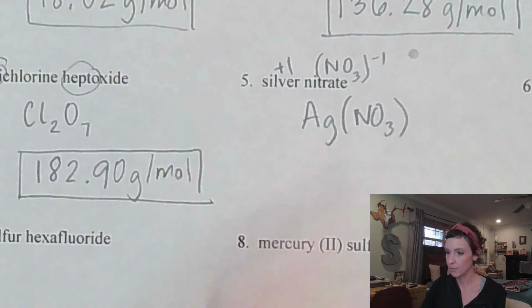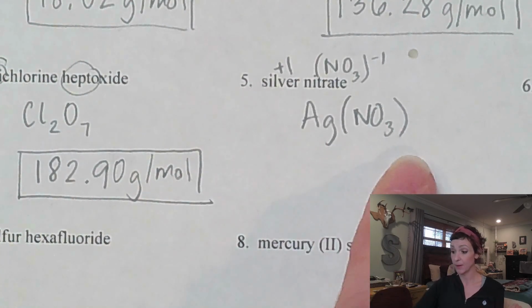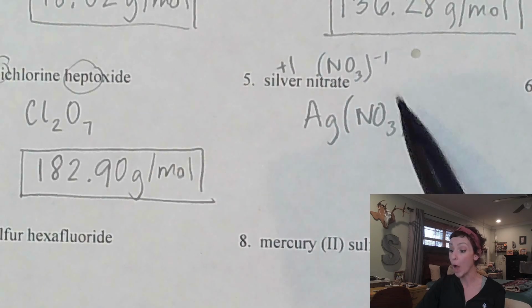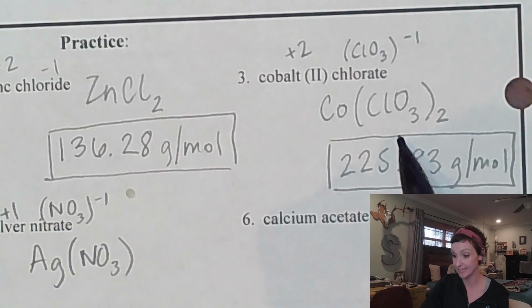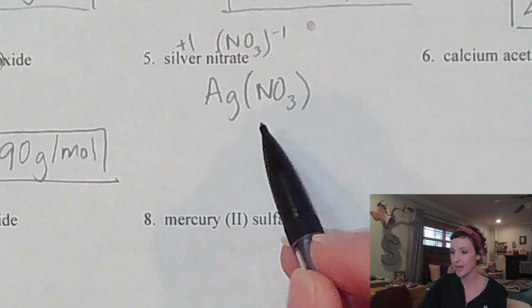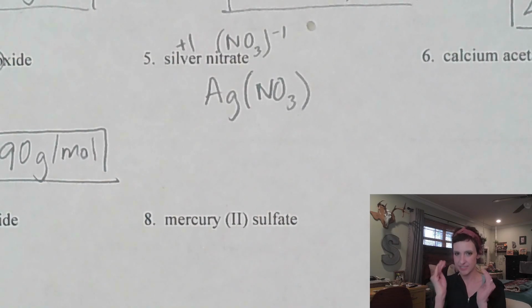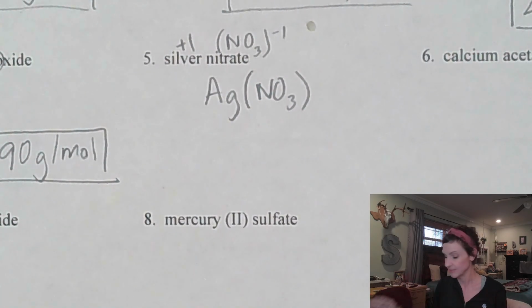AgNO3. And once again, you do not need parentheses around your polyatomic ions if you just have one of that polyatomic ion. If you have more than one, like cobalt 2 chlorate did, yeah, we need the parentheses. But I love having that establishment of knowing that those parentheses will maybe help us when we take this further into writing formulas for our chemical reactions and balancing those chemical reactions. Okay, that was a giant tangent.